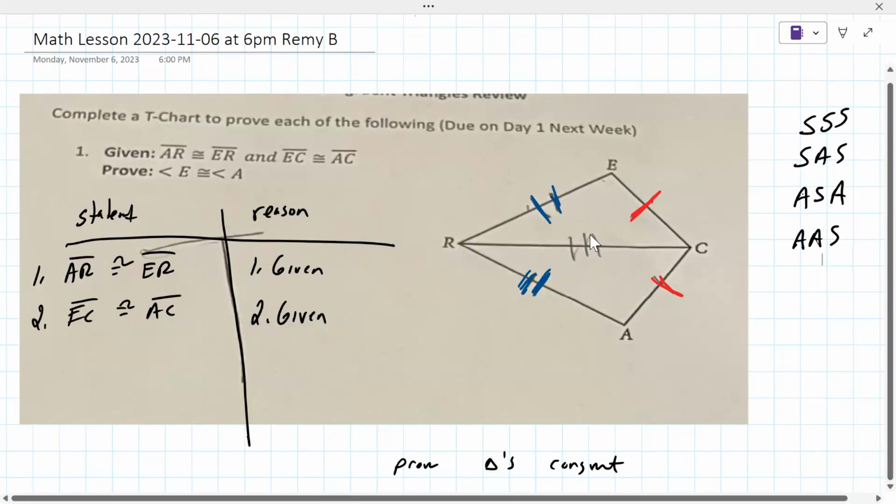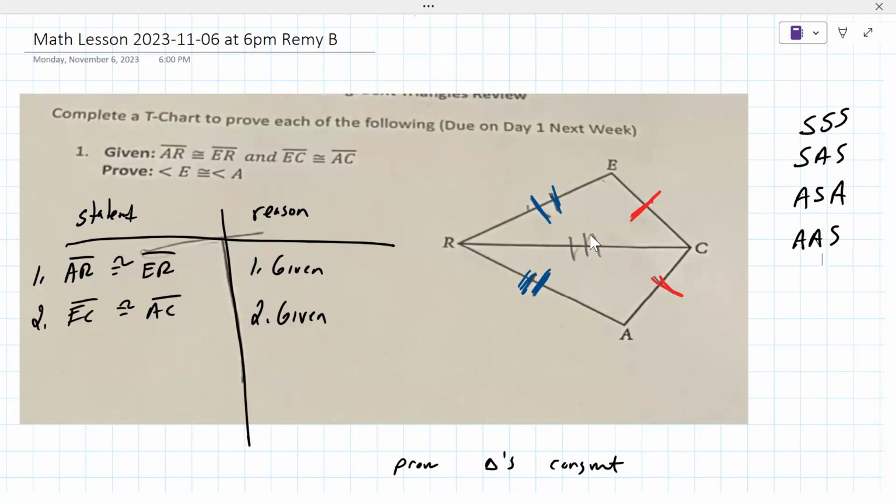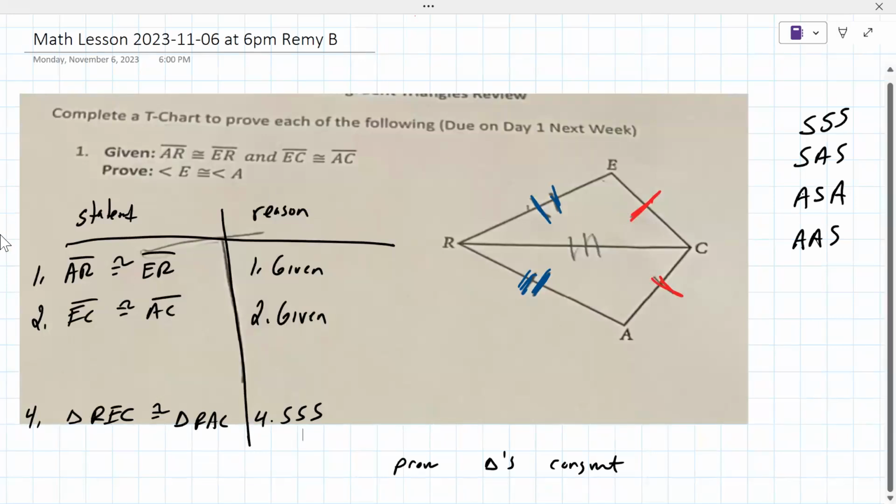Because I said it was side, side, side, so it would have to make three sides. Okay, so that's number four. Number four is that triangle REC is congruent to triangle RAC by side, side, side. But if you just look at it from one and two, you only have two sides. So how do you know that the third side is congruent? Just by looking at it?